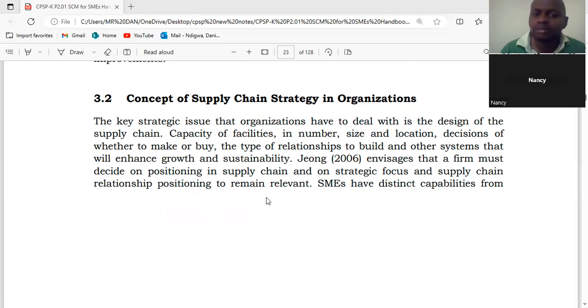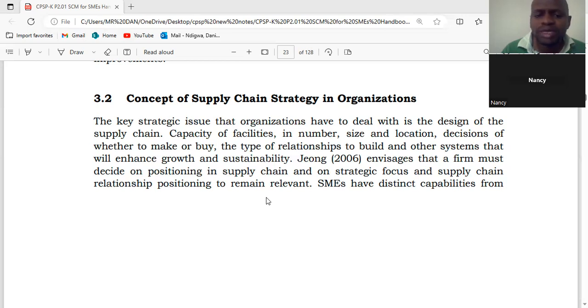What do you have in terms of capacity that will make you to be advantageous or will make you to be competitive in the industry? You're also looking at the number and size and the location where you've placed your business. You need to place your business in a strategic location so that every customer is able to locate your premise and come and buy from you.